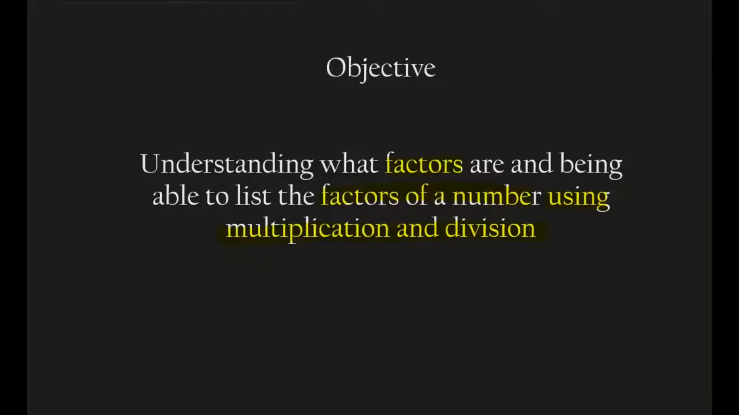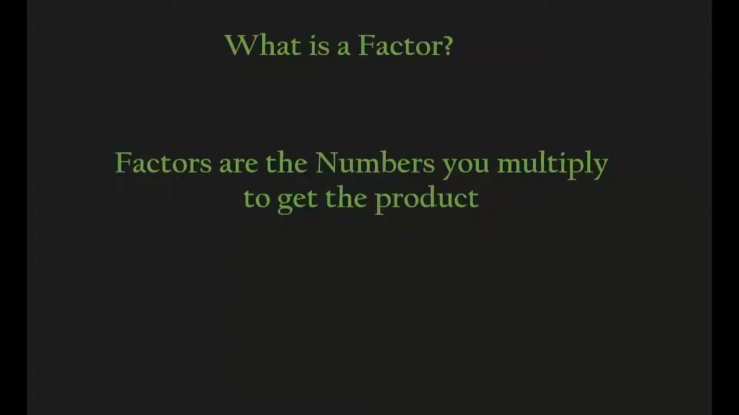So, what is a factor? Factors are the numbers you multiply to get a product. Let me give you an example. We have 6 over here. 3 times 2 equals 6. So that means that 3 and 2 are factors of 6.